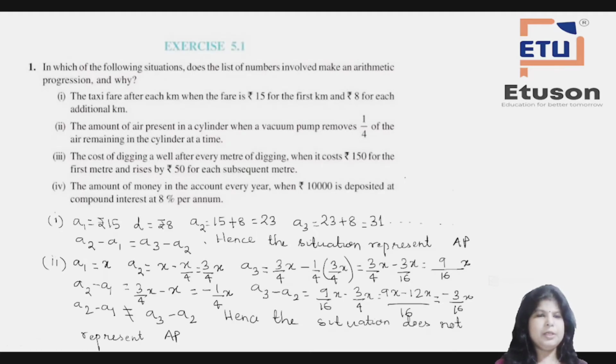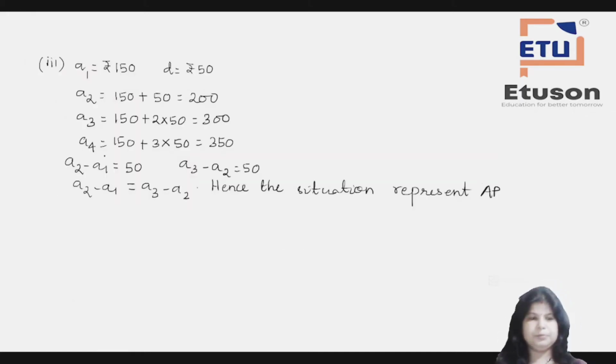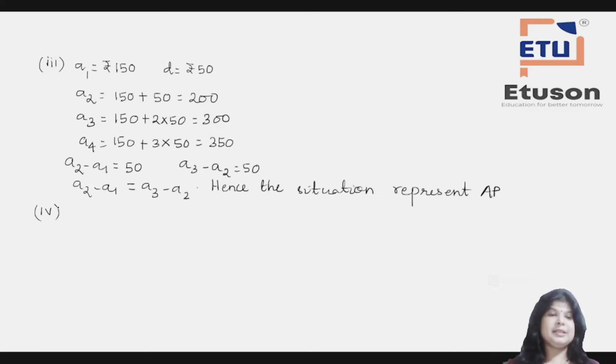The amount of money in the account every year when 10,000 is deposited at compound interest at 8% per annum. Remember, it is compound interest. Okay. So when it is compound interest, every subsequent year the interest is calculated based on the final value in the account, if you know. So initially, how much have you deposited? You have deposited 10,000 rupees. What is the interest rate?